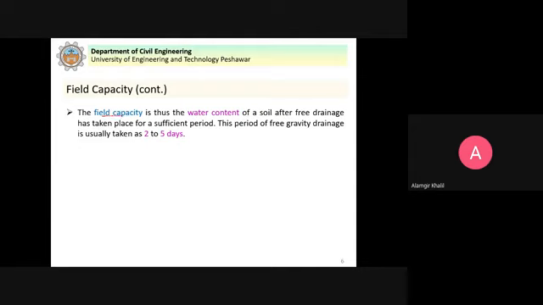The field capacity is thus the water content of a soil after free drainage has taken place for a sufficient period. Now, how much time is taken by this free drainage? The period of free gravity drainage is usually taken as 2 to 5 days, depending on the soil conditions. So it ranges between 2 to 5 days.